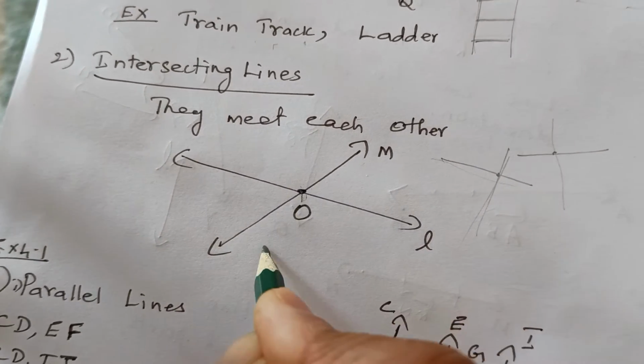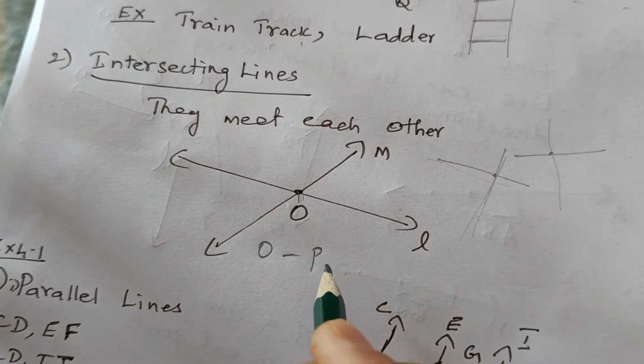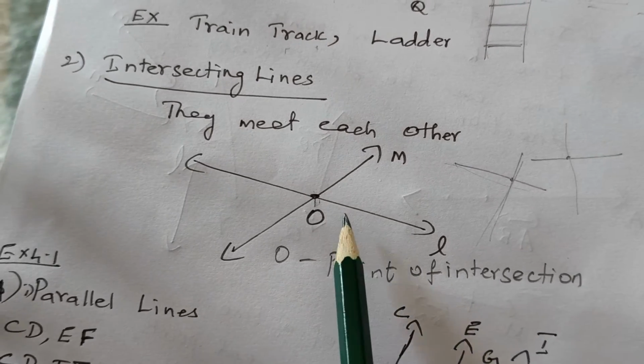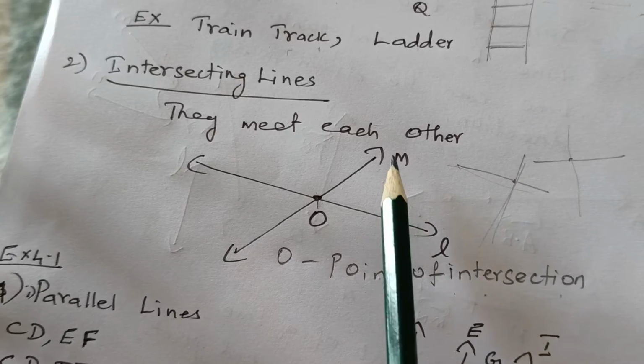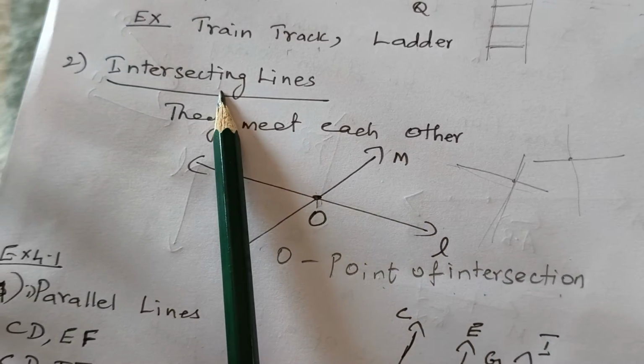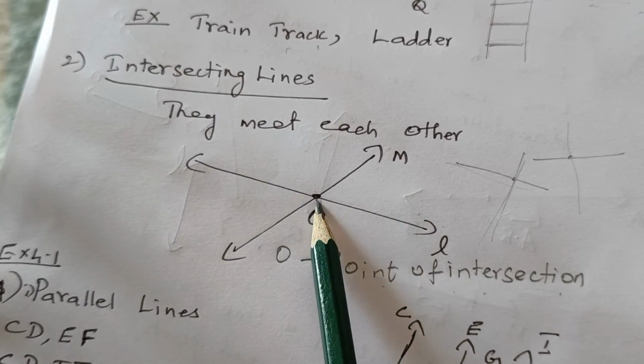So what is this called? Point of intersection. O is the point of intersection, and the line L and the line M are intersecting lines. They meet at the point O.